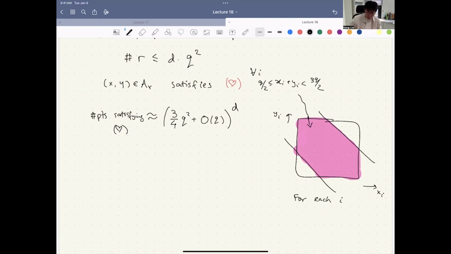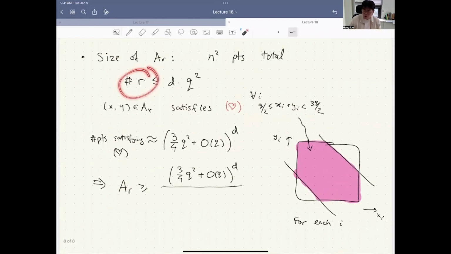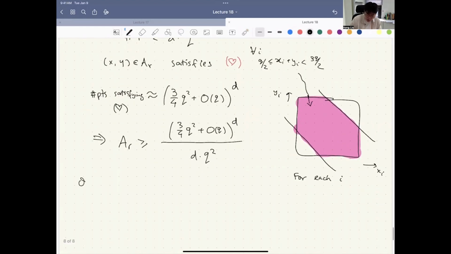Good. This implies that AR is at least the total number of points satisfying this condition in all d directions, which is roughly this much, divided by the number of choices for R, which is d times q squared. So for the optimal choice, we're going to take q to be a function of d, this choice. All right. This is how we pick q and d.